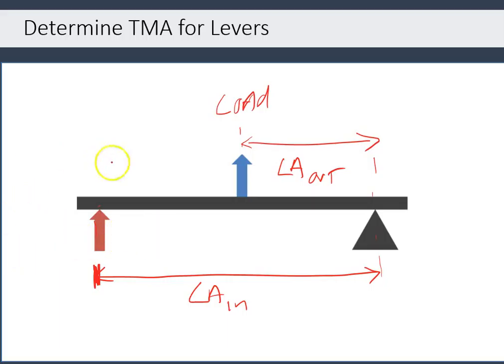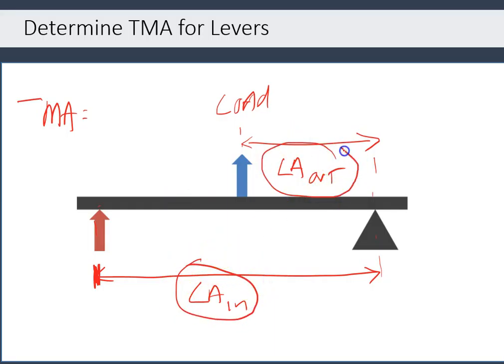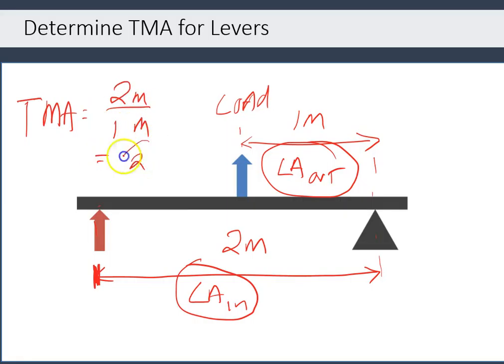Okay, so let's just put that into action here. We can say that our TMA is going to be lever arm in divided by lever arm out, so this divided by that. And let's just use some approximation. This, I'm just going to say arbitrarily, is 2 meters. Again, this is half the distance, so we don't even know. The lever arm in is twice the distance of the lever arm out, but I'm just making up numbers. Let's add that T there. Okay, so we're going to have 2 meters divided by 1 meter, or 2. So this has the same mechanical advantage as the earlier one.